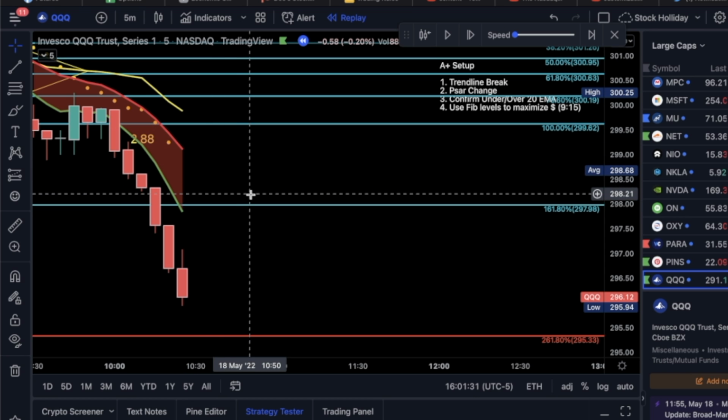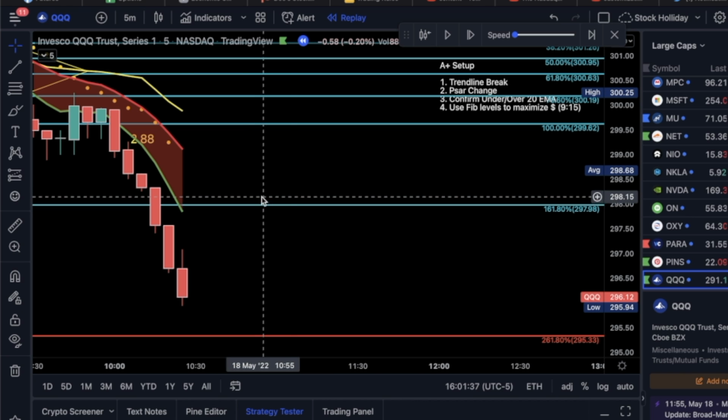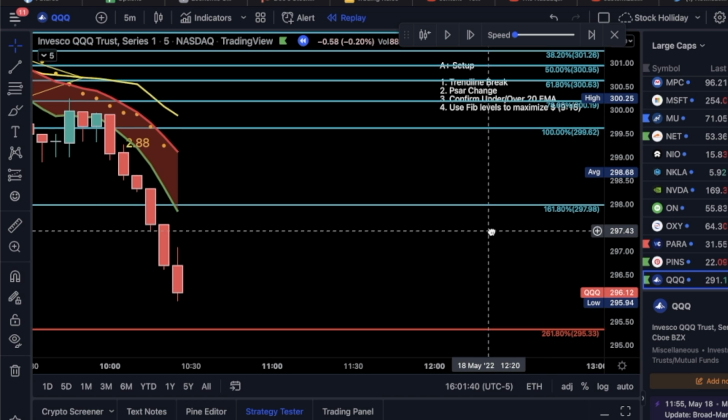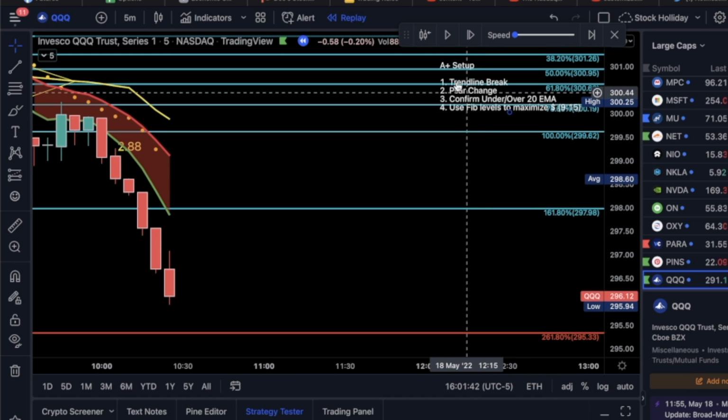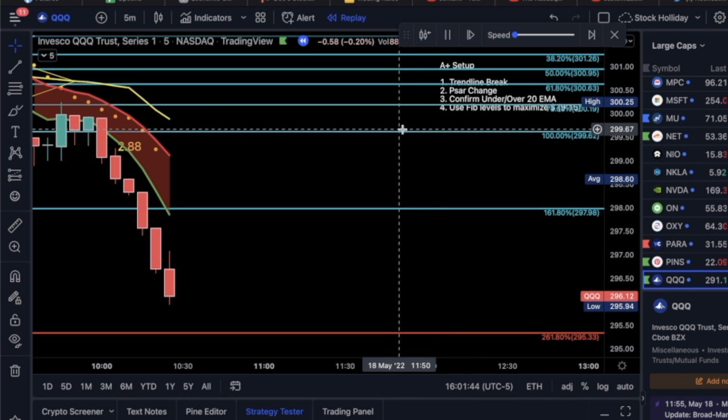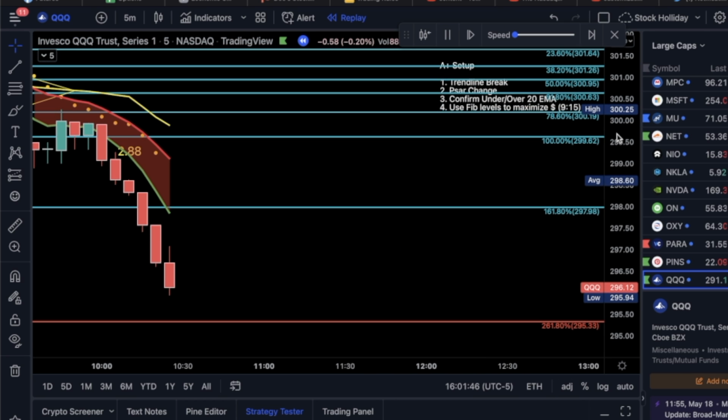Or probably a better place for a stop would be, it just depends on your personality. You could actually set your stop above this Fibonacci level here as well. And you just want to be able to let this ride for as long as possible. It's maybe one of the easier trading days that you could have ever had.